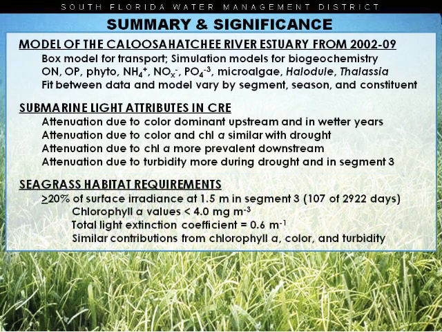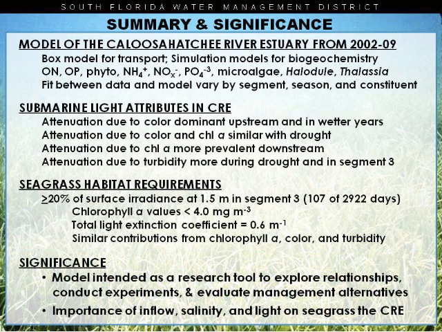You see that to get 20% light or more in the lower segment, chlorophyll values need to be less than about 4 milligrams per cubic meter. Light extinction about 0.6. And the model is a research tool. And again, to explore these relationships, we're conducting a lot of experiments about loading and we're evaluating different management alternatives.